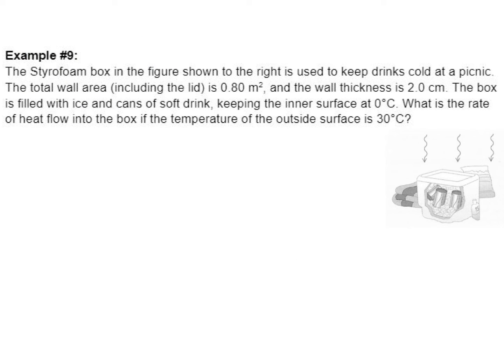We've got a styrofoam box over here. It's used to keep drinks cold at a picnic. Total wall area, including the lid, is 0.80 meters squared. Now that means all of the surface area, the sides, the top, right? All of those areas added together is going to be 0.80. The wall thickness is 2 centimeters. The box is filled with ice and cans of soft drink, keeping the inner surface at 0. And what is the rate of heat flow into the box if the temperature outside is 30 degrees? So a reasonably warm day.